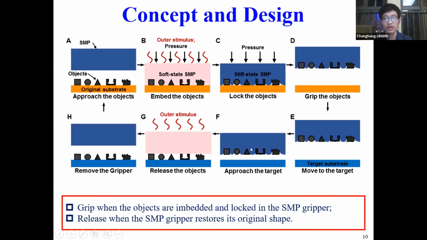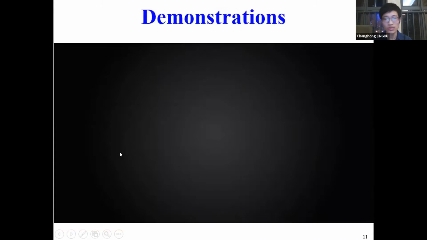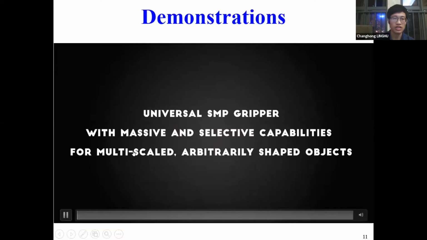After moving the object to the destination, we can use the outer stimulus to drive the recovery of the original shape of the SMP, and the shape memory effect can drive the release of the object. Okay, here is a video that shows some of the demonstrations.